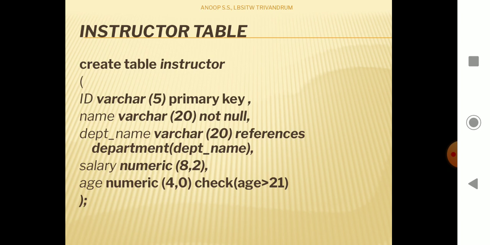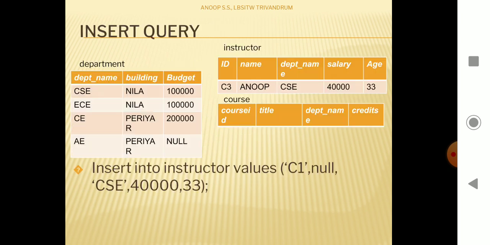Now I am going back to the instructor schema, or the create query of instructor. Here there are many integrity constraints mentioned. First one is ID is the primary key and name cannot be null. Department name is a foreign key. Age has a check constraint that the age has to be greater than 21. So every time you execute an insert query, all of these integrity constraints must be satisfied. So in the last case, when we inserted the first tuple, it satisfied all the constraints.